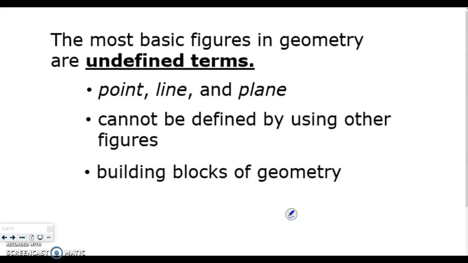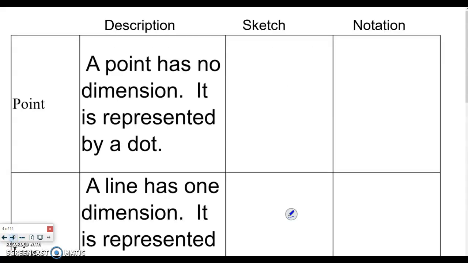They are the building blocks of geometry. So they are what makes up all of the figures and shapes that you see in geometry. Points, lines, and planes. So today we're going to go over these definitions, and then we'll look at some examples tomorrow.